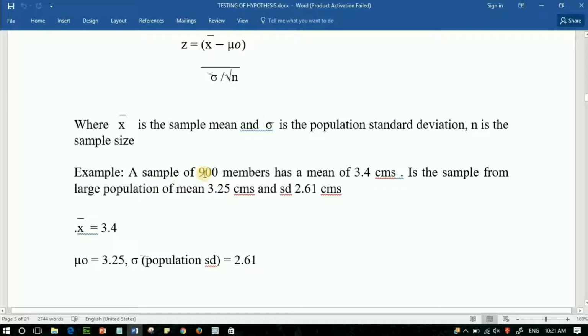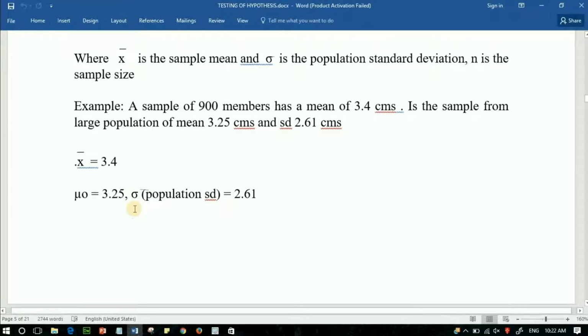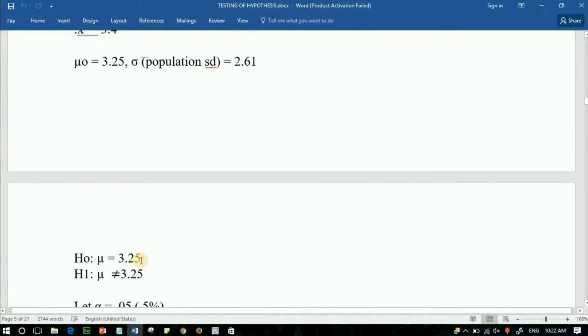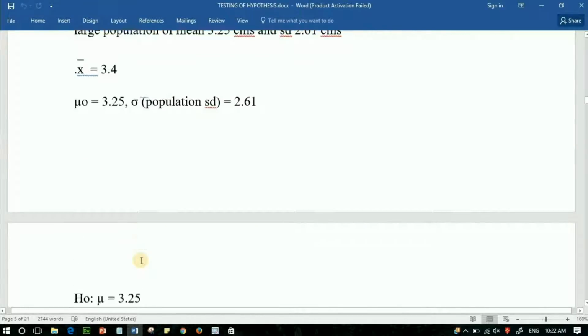A sample of 900 members, that means which is related to sample, the sample size n is equal to 900, and it has a mean of 3.4 centimeters, that is related to sample, that is x bar is equal to 3.4. Then, is the sample from the large population of mean, that is related to population mean, so the assumed value is mu naught is equal to 3.25, and standard deviation, that is corresponding to population, that is sigma is equal to 2.61. Then they are asking whether it is equal or not equal to 3.25.